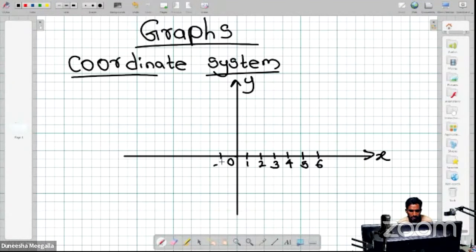Let's draw a small coordinate system as an example. All the gaps between consecutive numbers of the axis must have the same measurement, the same distance. There should be an equal distance between each pair of adjacent numbers.